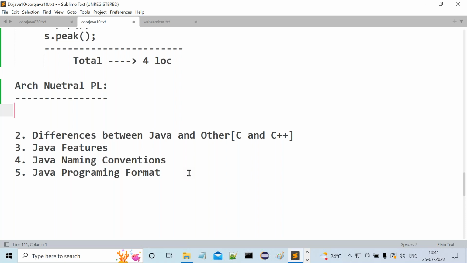Now tell me, in which year we are now? As per Java history, I'm asking. Don't say 2022. As per Java history, in which year we are now? 1991 only. Still they have not started their implementation. They are just thinking about what they want to implement on their new programming language. They just had a paper plan. Still they have not started their work.